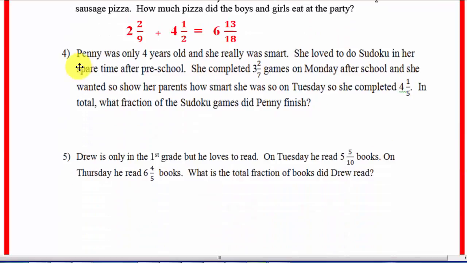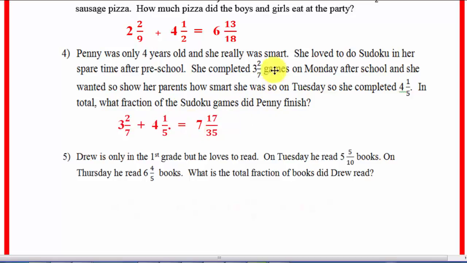Okay, let's look at number 4. In number 4, Penny was only 4 years old, and she was really smart. She loved to do Sudoku in her spare time after preschool. She completed 3 2/7 games on Monday after school, and she wanted to show her parents how smart she was, so on Tuesday she completed 4 1/5. What fraction of Sudoku games did Penny finish in total?